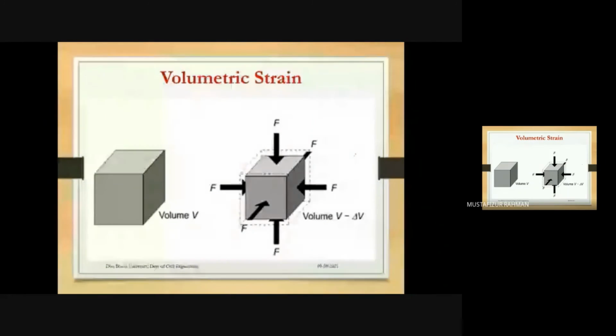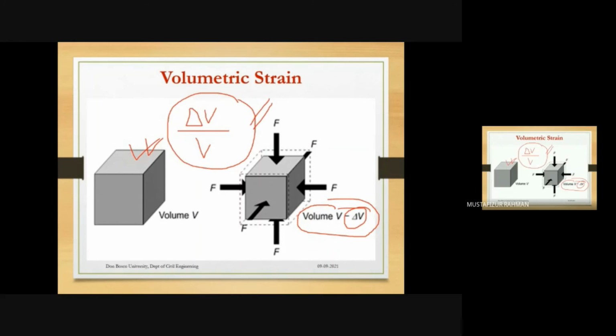Once again, volumetric strain we have already seen. So if it is volumetric strain, what will happen? Forces are acting in all directions. It is trying to reduce or increase the volume. In this case, compressive forces are acting from each direction, trying to reduce the volume of this object or material. So what happened? The volume changes by delta V. In all sides, the volume reduced by delta V. So delta V, the change in the total volume, divided by original volume, that is our volumetric strain.